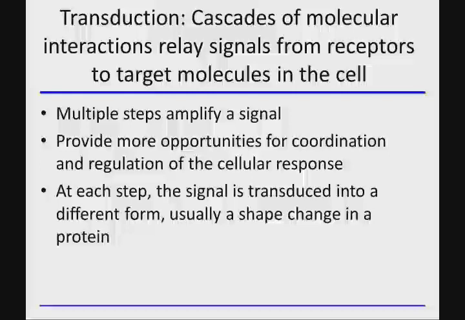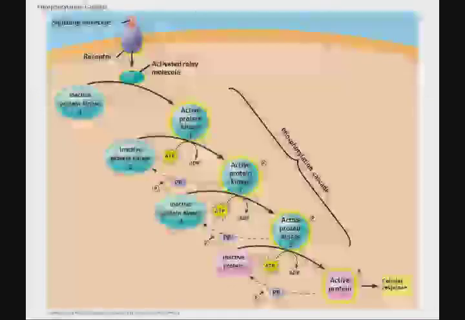Do we really want to do this? Or does some other exterior or environmental factor say, maybe we shouldn't do this right now? So at each step, we're going to transduce that signal to a different form, and usually, the majority of the time, that's going to be a protein shape change, right? We're going to change the conformation of a protein to go from inactive to active or active to inactive. And that's going to be our major kind of conduit for information to travel through this process.